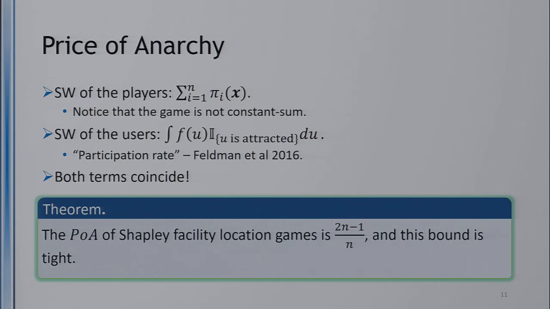This approach was also adopted by Feldman et al. in a recent AAAI paper. They call it participation rate. Now, in our setting, these two terms actually coincide. So any improvement in the social welfare of the players implies an improvement in the social welfare of the users. What we show is that the price of anarchy is bounded by (2n-1)/n, and we also provide a game instance achieving this bound.